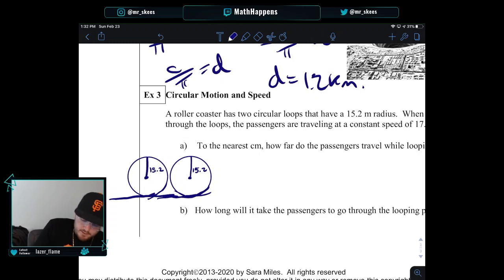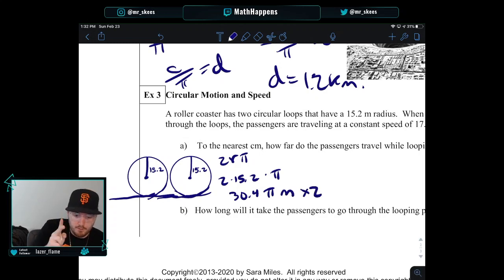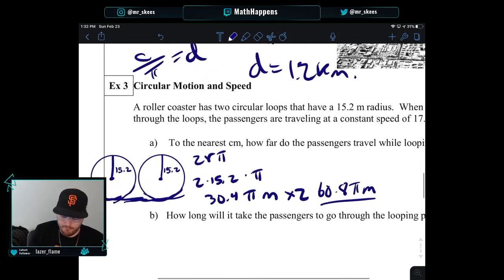So each of these circles is 2r pi. So 2 times 15.2 times pi, which is 30.4 pi meters. That's one circle. So multiply that by 2 for 2 circles. So that's 60.8 pi meters. Circumference is so easy to calculate. 2 times r times pi. So boom.